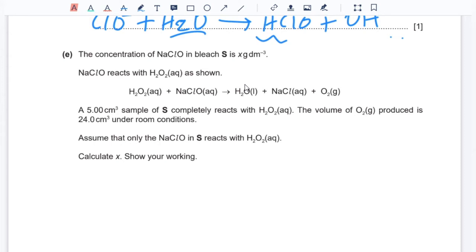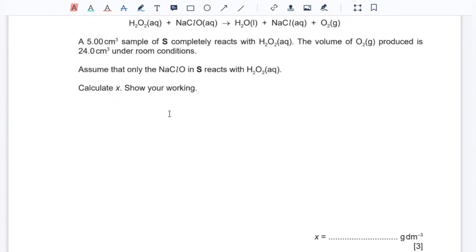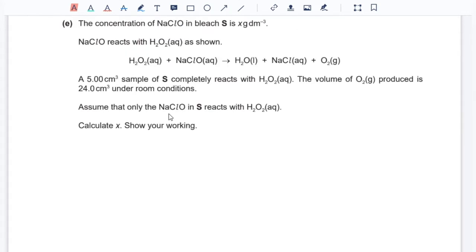A 5 centimeter cube sample of S, so the bleach sample, completely reacts with hydrogen peroxide. The volume of oxygen produced is 24 cm cube under room conditions. Assume that only the sodium chlorate in S reacts with hydrogen peroxide. Calculate x, and you're supposed to show your working.